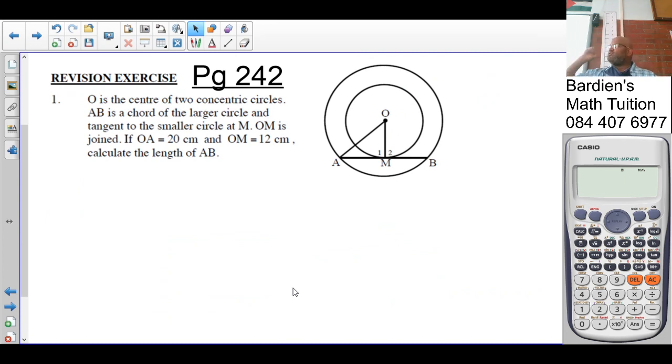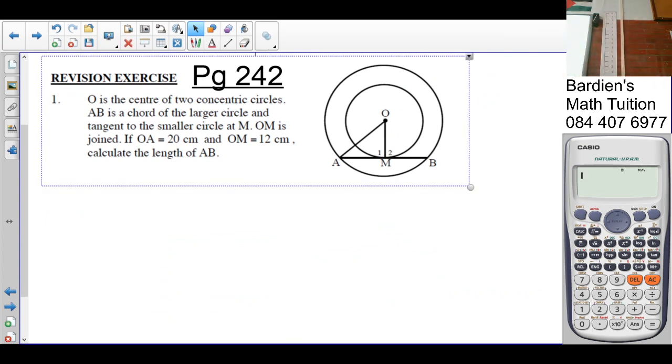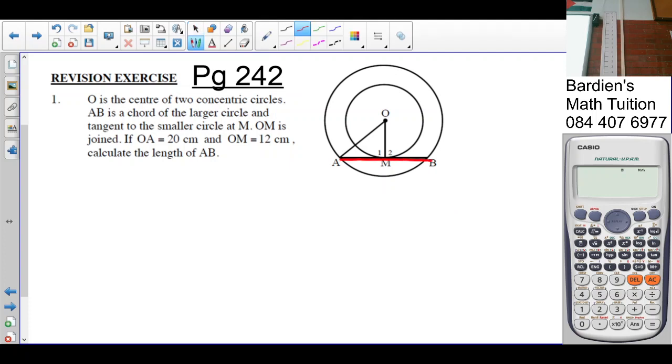Right, so we're busy on the revision exercise. We are told that O is the center of two concentric circles. Big words here, no? What are concentric circles? Circles that have the same center. You see, both circles have the center at O. AB is a chord of the larger circle and a tangent to the smaller circle.